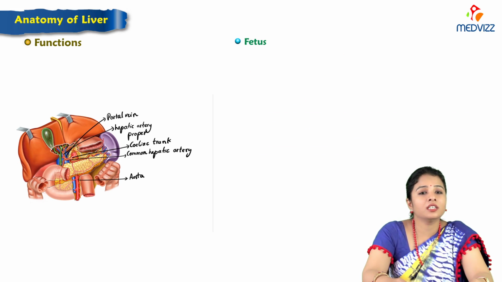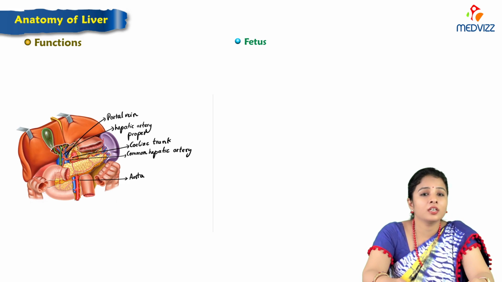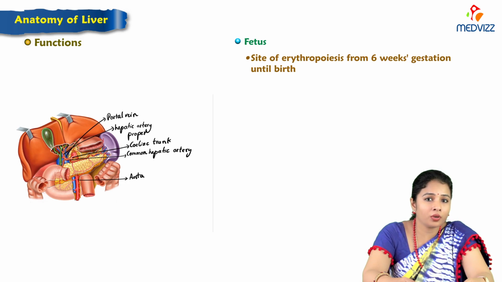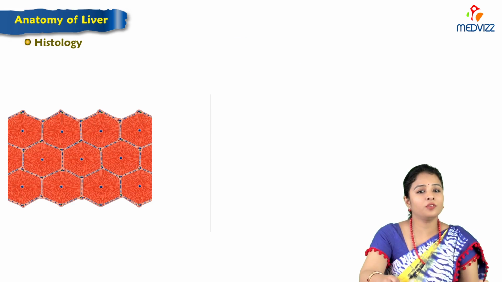In fetus, the liver plays a very important role in erythropoiesis. Liver is the site of erythropoiesis from 6 weeks of gestation until birth. Let's talk about the histology of liver.